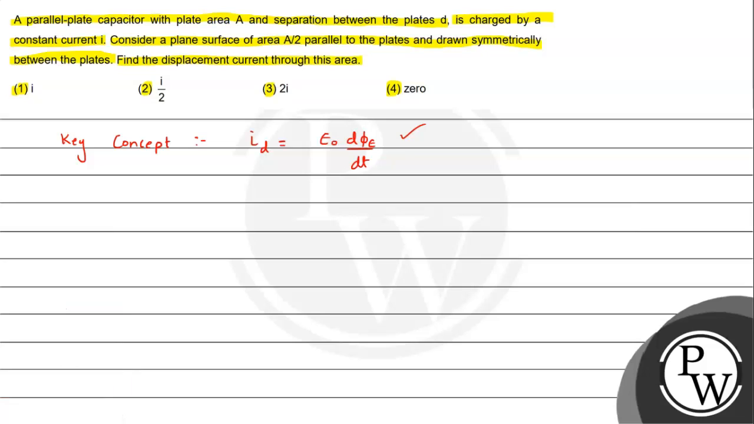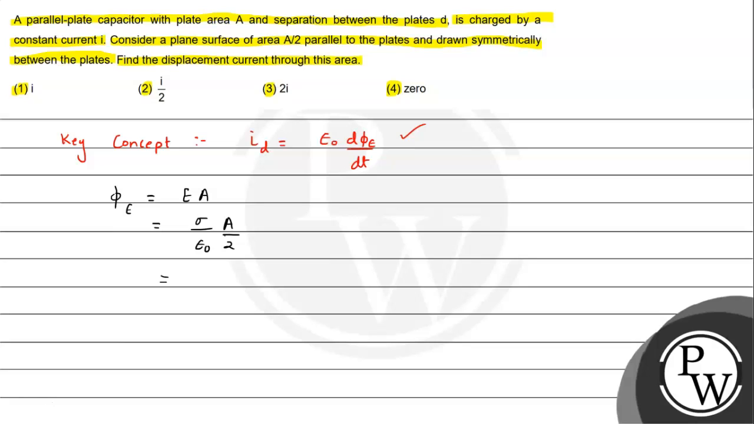So here we can say flux, that is phi, is given by electric field into area. The electric field due to the plate is given by the formula sigma by epsilon naught, into A. And the area given to us is considering a plate of area A by 2. So considering A by 2 area, we have to check how much the displacement current will be.